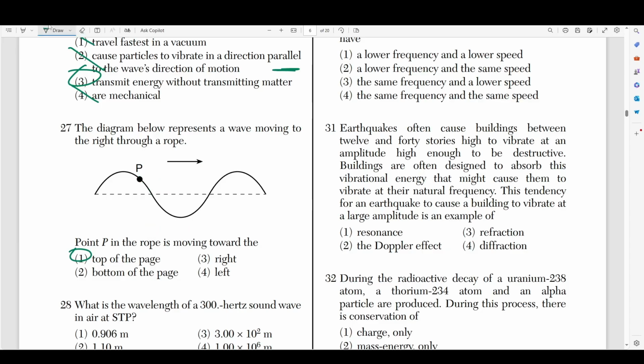Here, we're going to the right, which means that in order to figure out the direction that P is traveling, I need to look at the points in the opposite direction. So if we're going to the right, I need to look at the points to the left, and the points to the left are increasing or going upwards. So it means P has to go upwards as well.